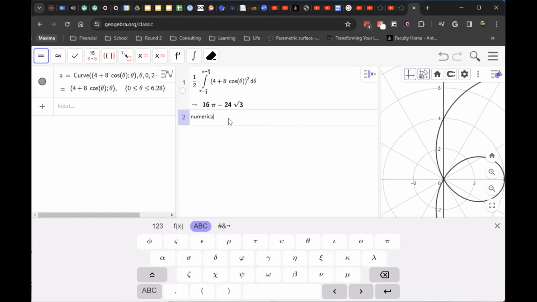Let's see if we can make it numeric and get a numerical value for that. It says it's about 8.7. So that's exactly what we should expect.